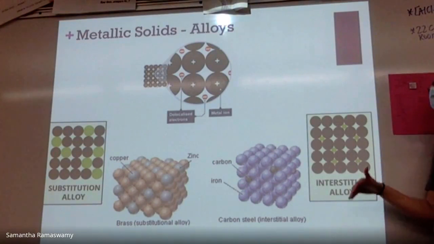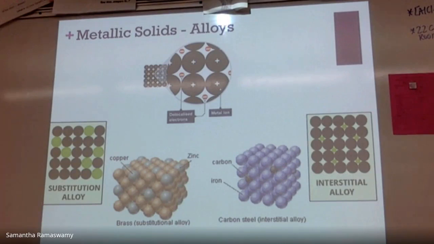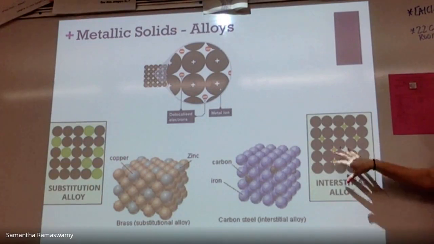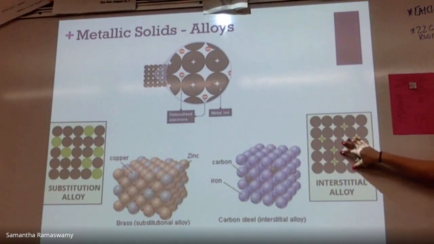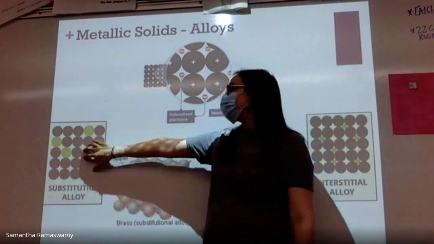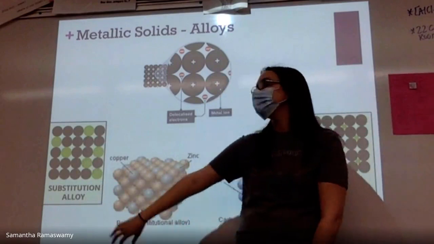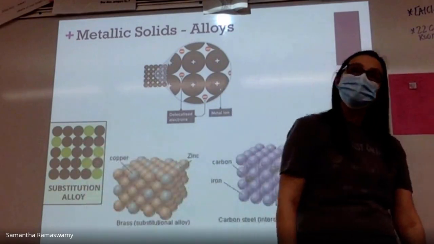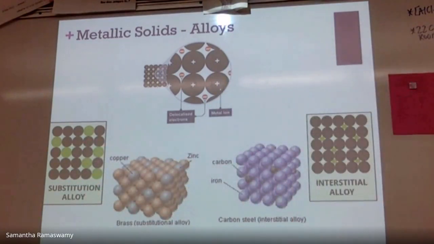If they are different sizes, that means you need to know atomic size. If they are different sizes, it's going to create an interstitial alloy. If they are similar in size, so they're both transition metals, they'll create a substitutional alloy. So those are our two different types of alloys, which are both metallic solids.